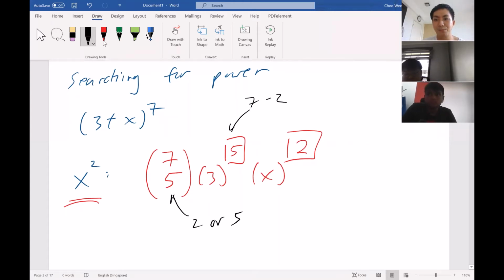Okay, so you should be experts in this. This is still considered very basic binomial questions actually. Okay, any issue on this? Can, right?